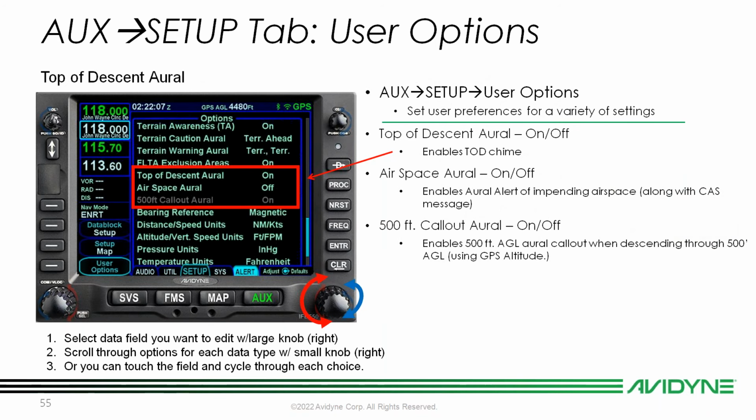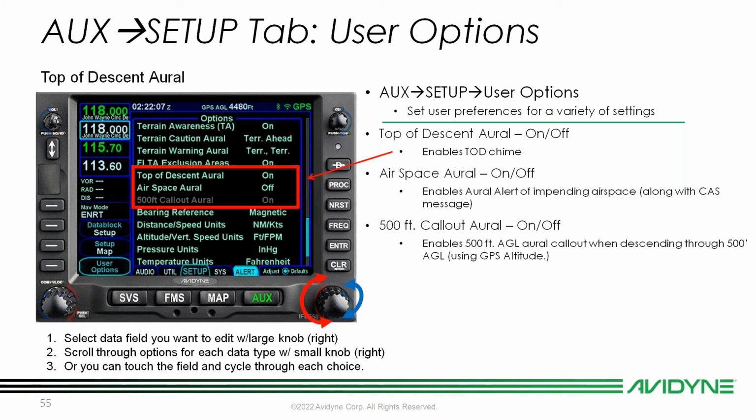Top of descent oral, if we turn that on and off, that's going to enable your top of descent chime. It's basically going to give you a little chime and a CAS message is going to come up for your top of descent. All this does is turn on and off the chime associated with that CAS message if you're reaching your top of descent. Airspace oral alerts, again, that's a chime. That's going to give you an alert of any impending airspace along with that CAS message, and we can turn it on or off as well.